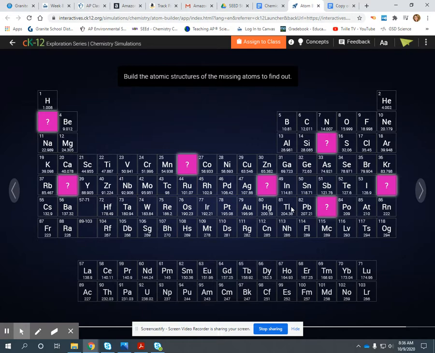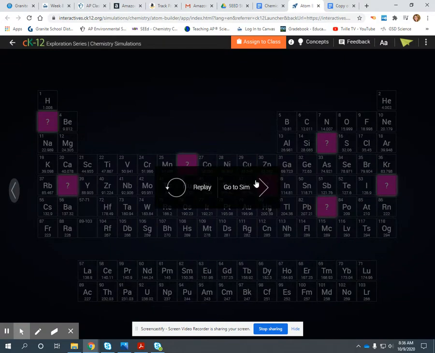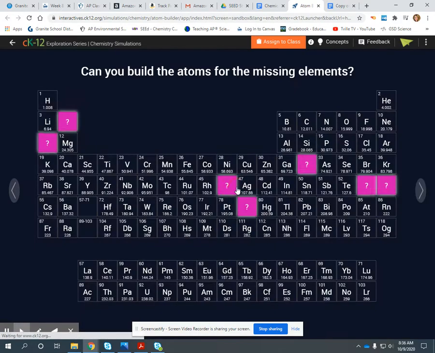So in our simulation today, we are going to build the atomic structures of these atoms to help us learn about the periodic table and atomic structure. So I'm going to click on this link that says Go to Sim. So you'll see that I have these missing pieces on the periodic table, and our task is to build the atoms for the missing elements. So I'm going to click on this first one right here, beryllium.